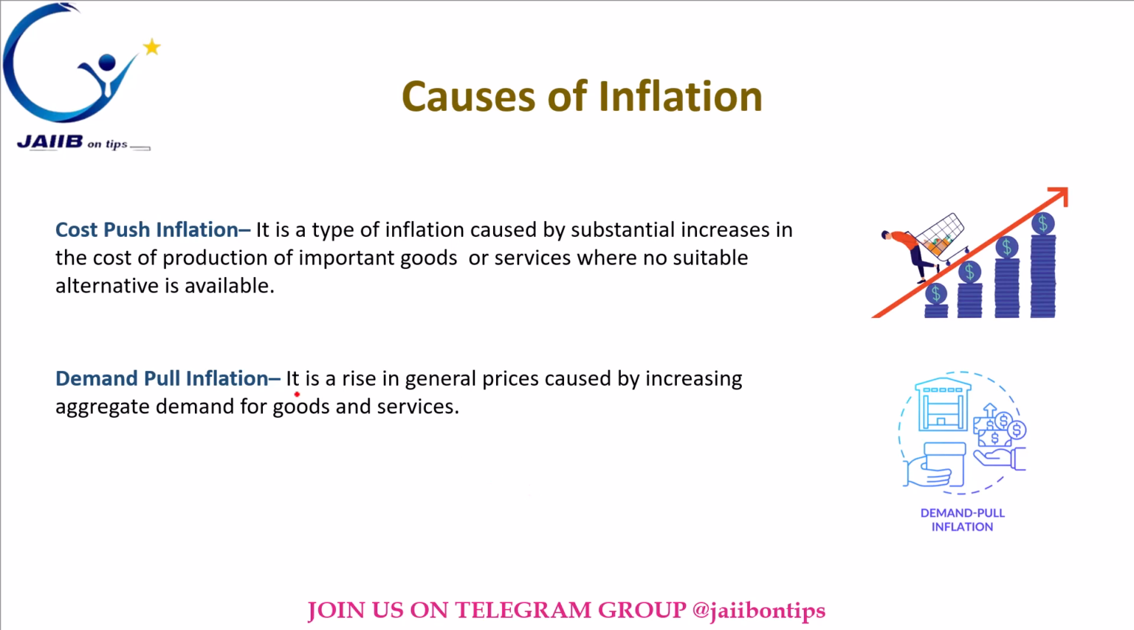The first one is cost push inflation. It is a type of inflation caused by substantial increases in the cost of production of important goods or services where no suitable alternative is available. Which means, imagine the cost of making things goes up, like when the price of oil goes up. Since oil is used to produce many things, the cost of making those things also increases, right? The producers then raise the prices of their products to cover the higher cost, which means we as consumers have to pay more for those goods, right?